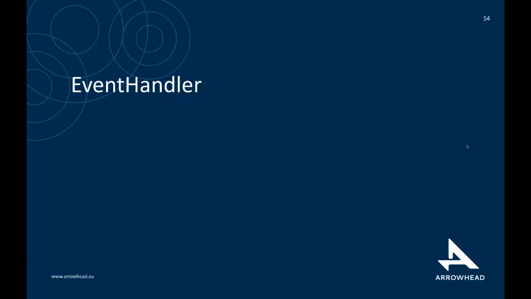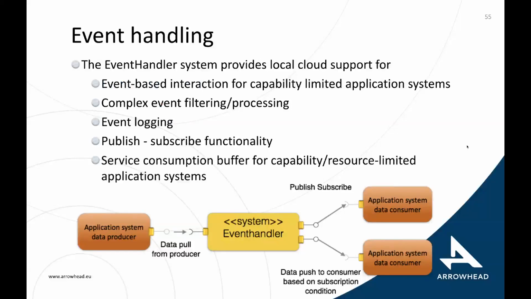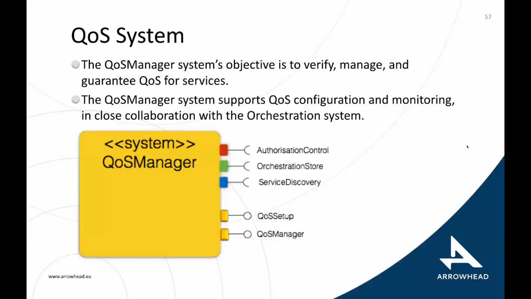The event handler, I spoke briefly about that previously, and the quality of service is to basically monitor latency to start with, and then be able to help you in tuning this, how the network will work within a local cloud.